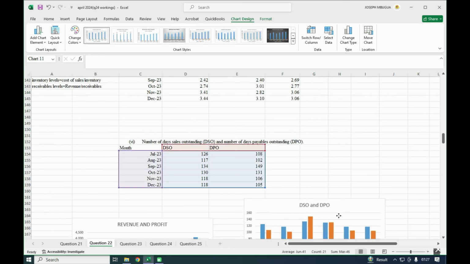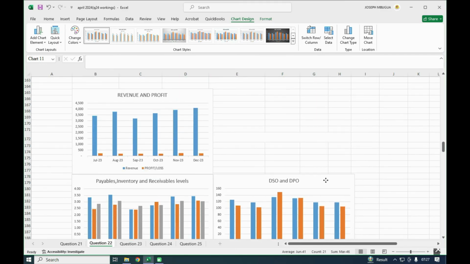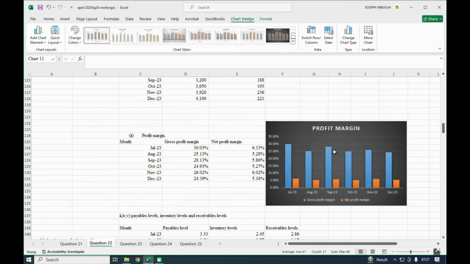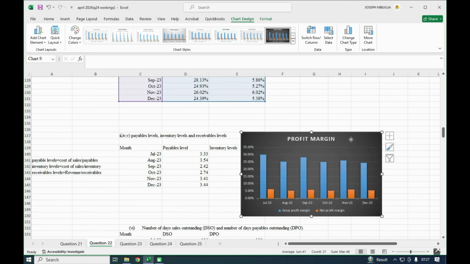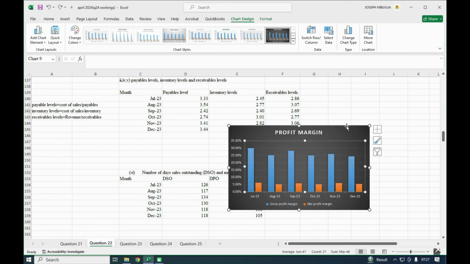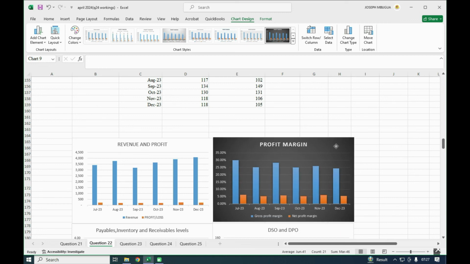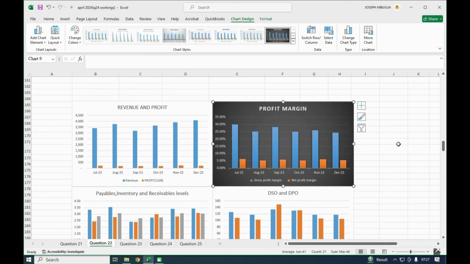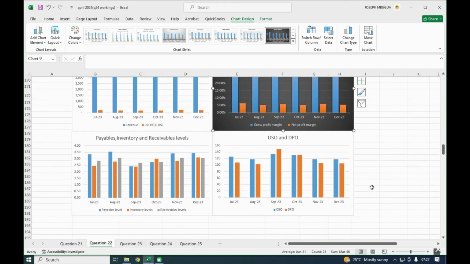Then this one will come to this end, that way. And the last chart for the margin, I will bring it on this end here, this particular point, that way. And I will expand it a little bit up there. That is our dashboard, the four charts.